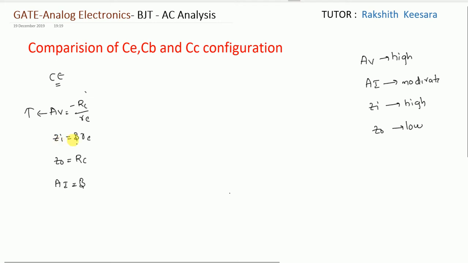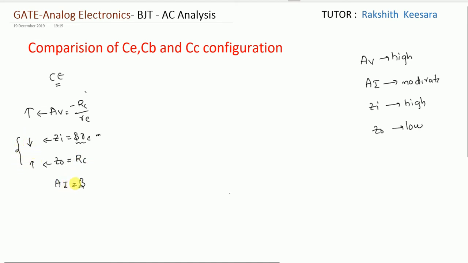Next we will check input impedance. It is beta RA. RA will be in milli. So our input impedance is very low. It is not satisfied. Next output impedance, it is RC. RC will be in kilo. It is very high. I can tell that these two conditions are not satisfied.